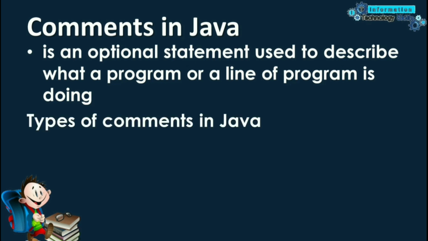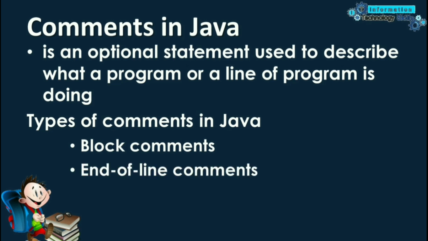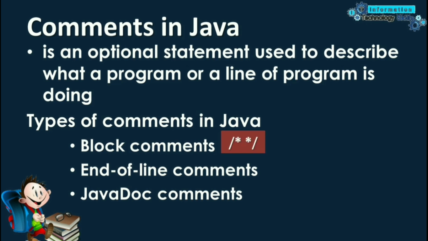So, we have different types of comments in Java. We have the block comment, end-of-line comments, and Java doc comments. Okay? For the block comment, you use backslash, asterisk, then close it with asterisk, backslash. For the end-of-line comment, double backslash. And for the Java doc, we have backslash, two asterisks, and close it with two asterisks and backslash.